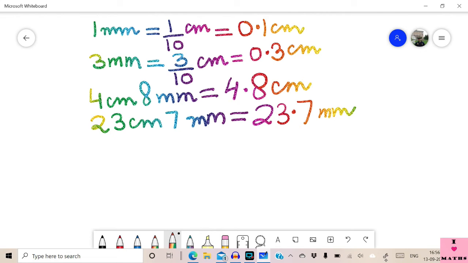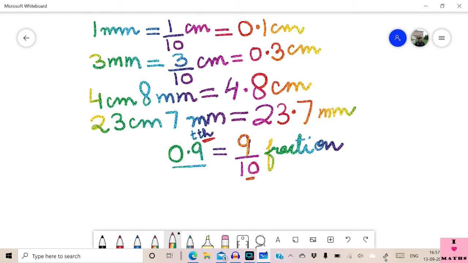So children, if we have a decimal number like 0.9 and we want to find out the fraction equivalent of 0.9, since 9 is at the 10th place, the fraction equivalent is 9 upon 10. Since it is at the 10th place, we know that the one whole has been divided into 10 equal parts and we have 9 out of those 10 equal parts. So 0.9 is 9 upon 10.